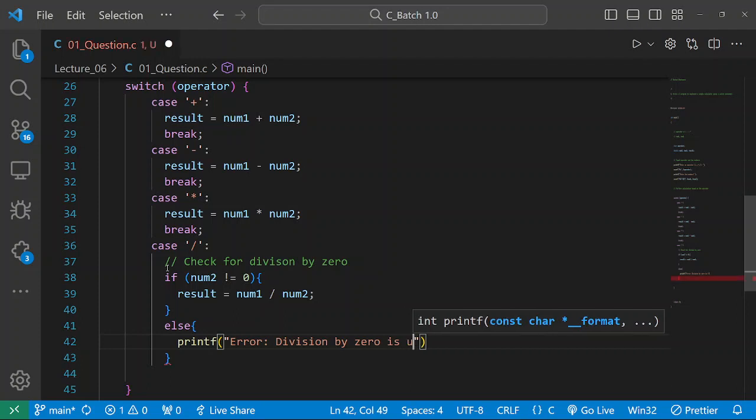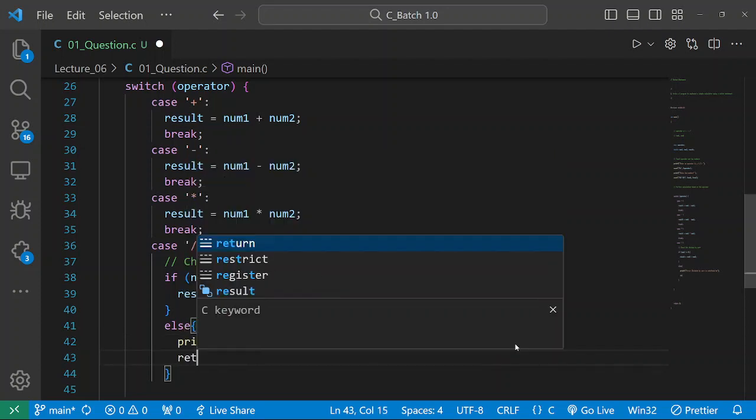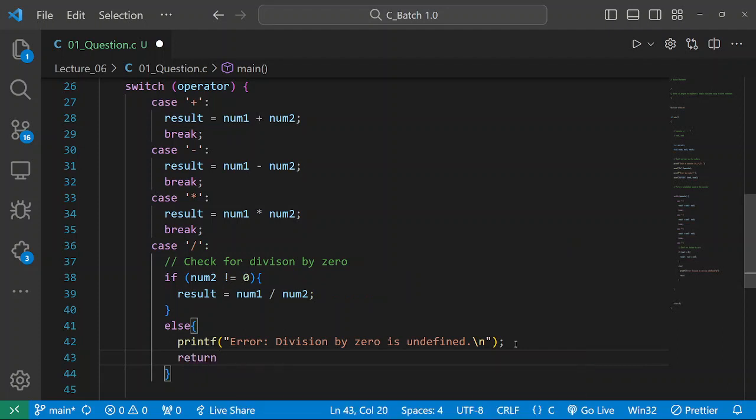Division by 0 is undefined, sorry, undefined, and your full stop and backslash n. So look, I have now also handled the error itself. And if you got this error, you can simply return 1, and the reason you can write here is exit with an error code. So this will be the error which will be displayed.